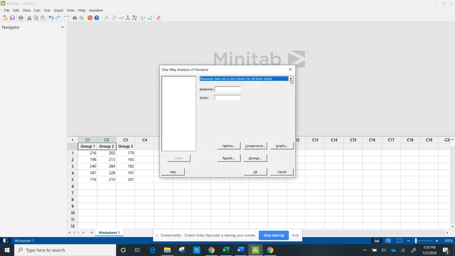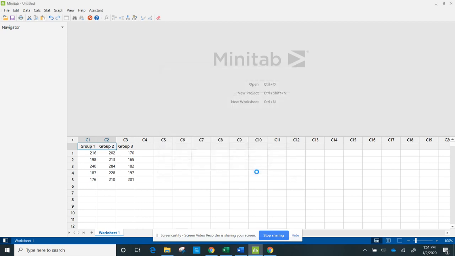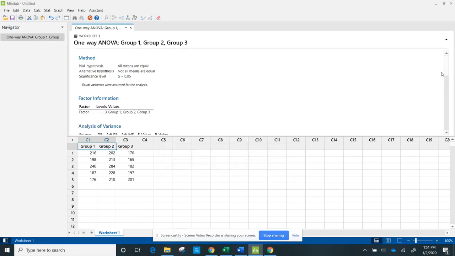Since each of mine are in separate columns, I put this arrow down and said response data are in separate columns for each factor level. So then I click on group 1, group 2, group 3. All right, so then my options, again, keep it as two-sided, check the assume equal variances, and then put 95 because my significance level was 0.05. Hit OK, hit OK, and it gave me some stuff.